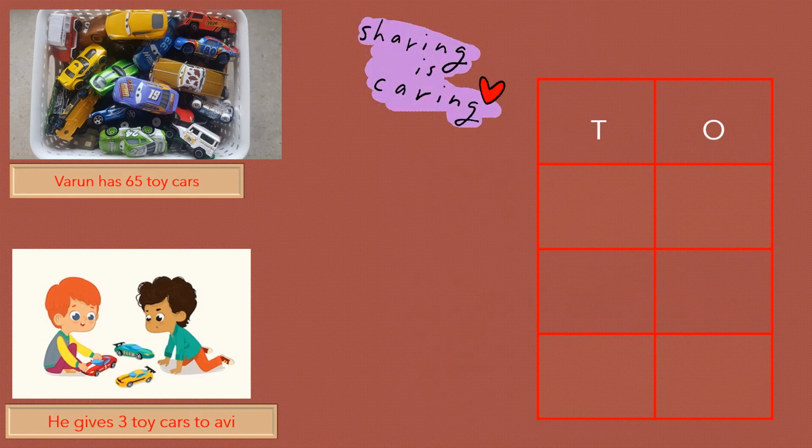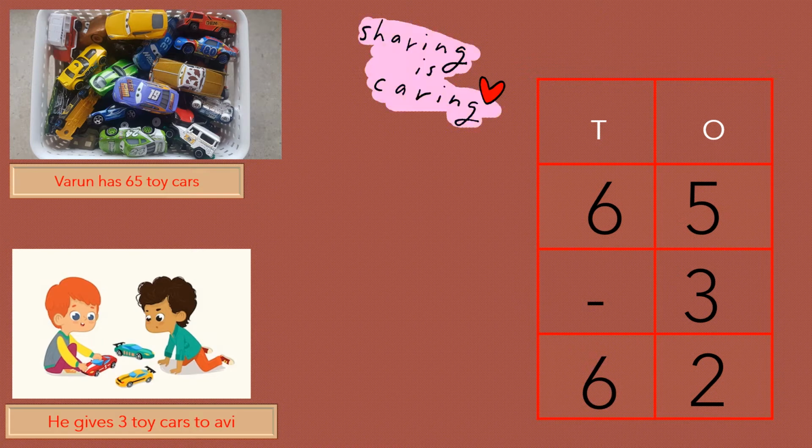So in the table, we are going to write the bigger number on top, 65, and then followed by the sign of subtraction, which is the minus sign. Then 3 will come below 5 in the ones column. Starting subtraction from the ones column, 5 minus 3 will be 2 and 6 will bring down as it is. So we see 62 toy cars are left with Varun in the basket.